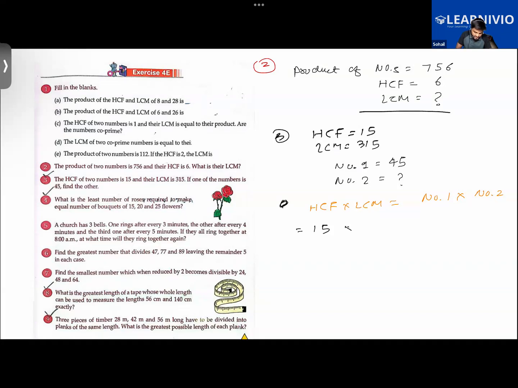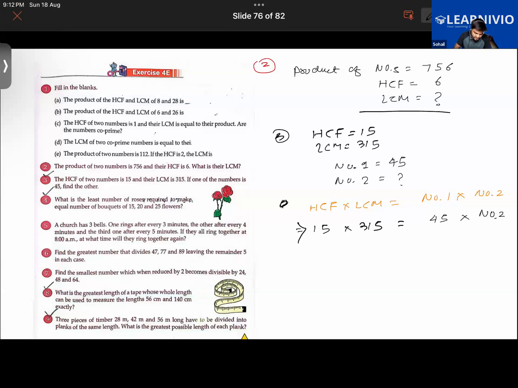After this, over here, 15 multiplied by 315, like in this question. Number one is provided as 45. Number two is not provided. So number two will be 15 multiplied by 315. Now change the side of 45 from here to here. Here it was in multiplication. Bring it to this side, it will go to division. Now that is number two.